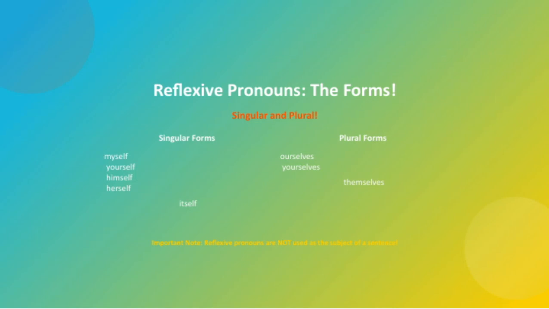Let's clarify an important note first. Reflexive pronouns are not used as the subject of a sentence. For example, you wouldn't say, "myself went to the store," but rather, "I went to the store."